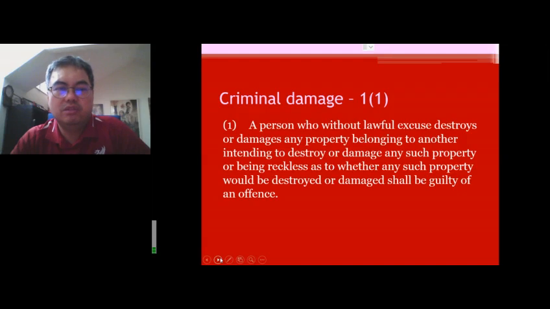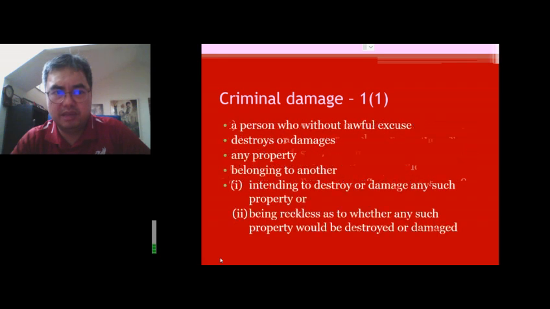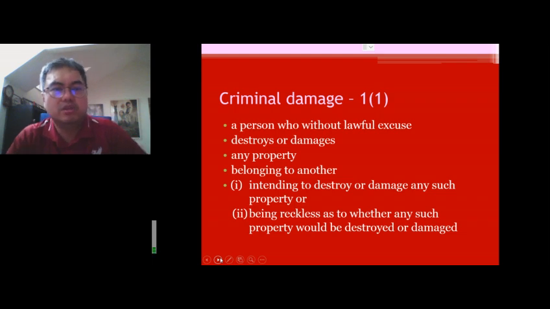This is the definition for criminal damage, and let's break it up. Let's look and see what the elements of actus reus and mens rea are. So here are the elements. A person who without lawful excuse either destroys or damages property belonging to another. So that's the actus reus: destroy or damage property belonging to another, with the intention to destroy or damage the property, or was reckless as to whether the property would be destroyed or damaged. So it is pretty straightforward, actually, the offence of criminal damage.